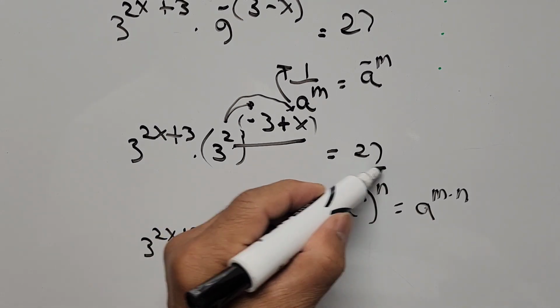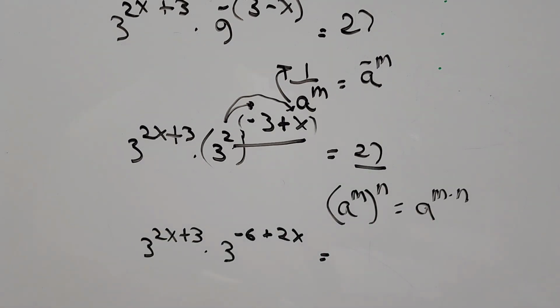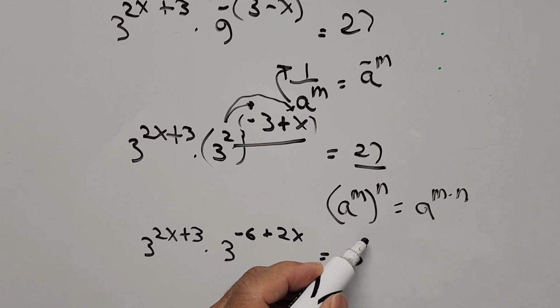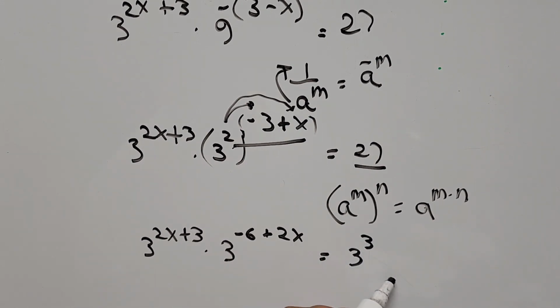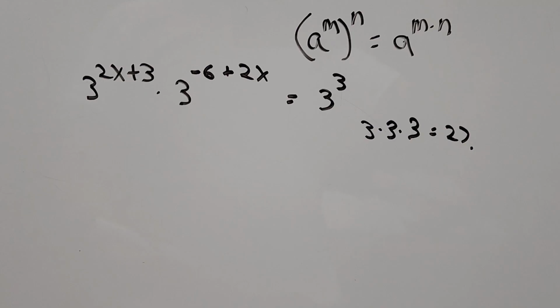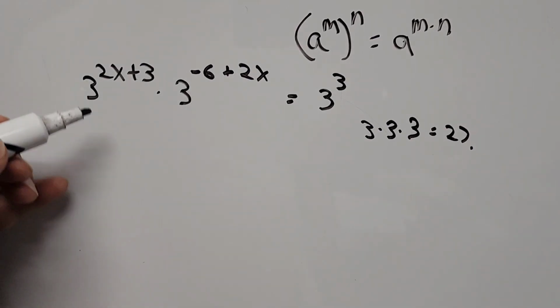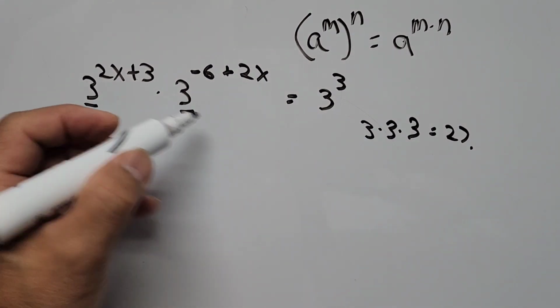And 27 can be written the same way in base 3. That will be 3 cubed, right? Since 3 cubed is 27, 3 times 3 times 3. So 3 multiplied 3 times, that's 27. And so now, if you notice, we have the same base.